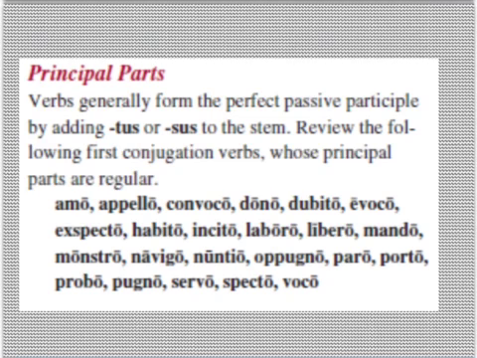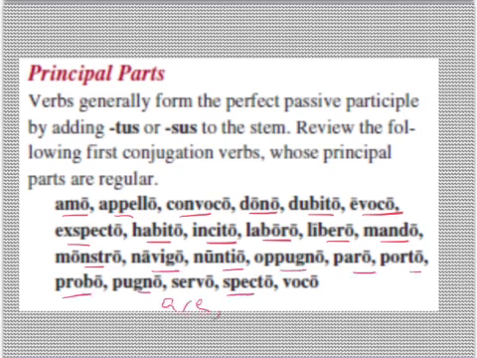So a little review of principal parts. You form the last principal part by usually adding tus or sus to the stem for the regular ones. Here, these are all first conjugation verbs, and the principal parts for all of these will be are, avi, and atus, because these are regular first conjugation verbs.